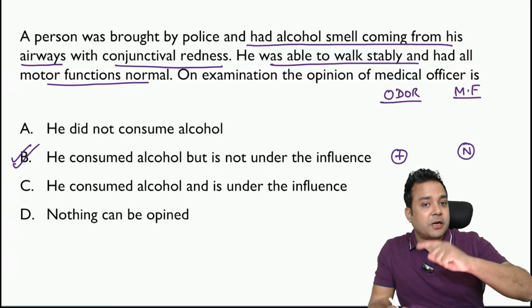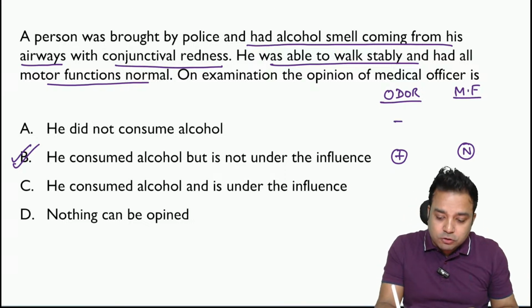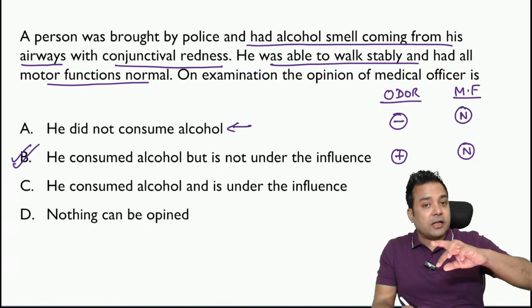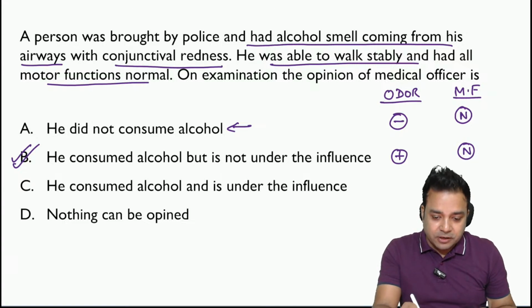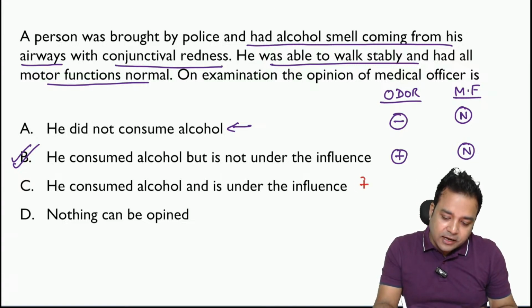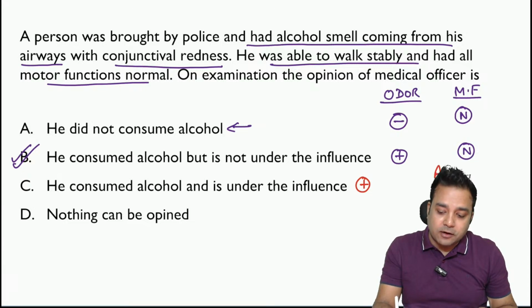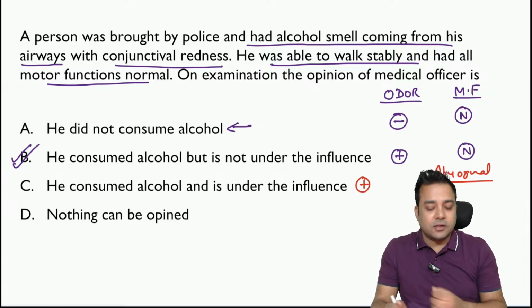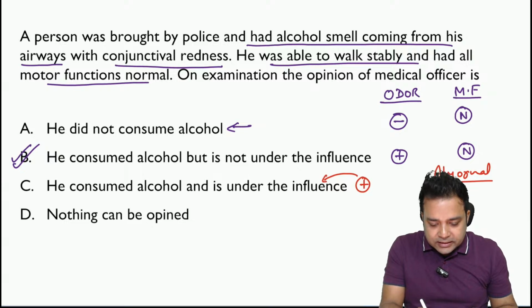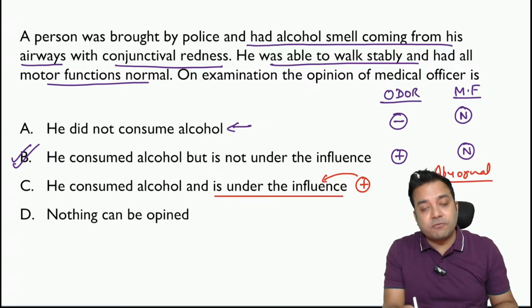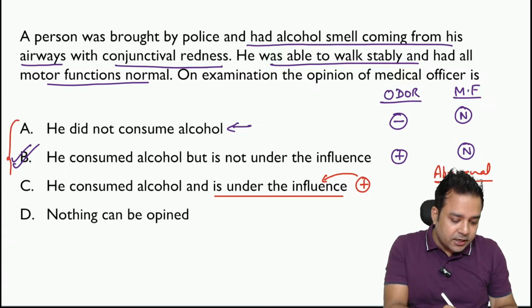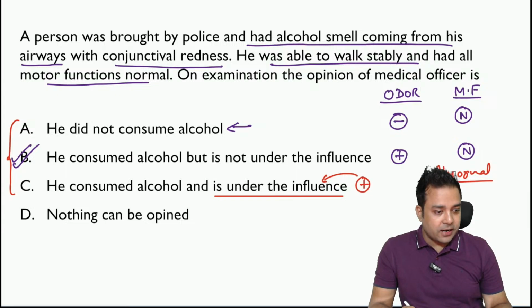When can answer become option A? If the odor is also absent and motor functions are normal. That means he did not consume alcohol. When can answer become option C? Next time, if they write that odor is present and motor functions have become abnormal. The moment you see the person is not able to walk stably, he is having a drunken gait, he is not listening to your commands, we give the opinion like this. He is under the influence. Not under the influence means motor functions are normal. So these are the three ways of giving the opinion in drunkenness cases. Okay.